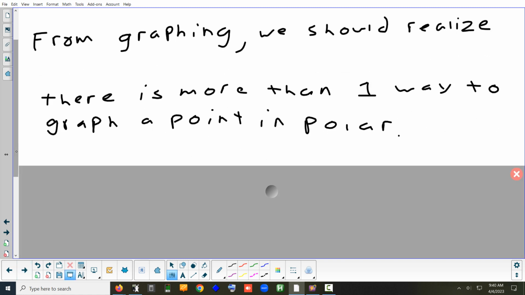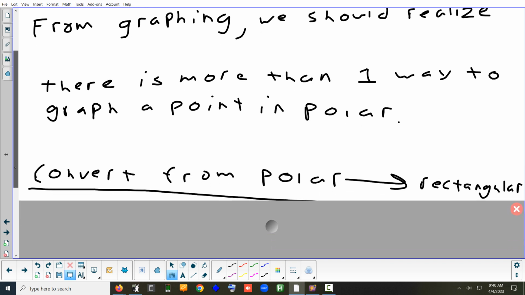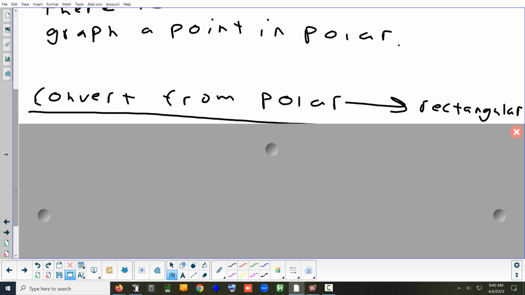So, hopefully at this point you realize that there is more than one way to graph a point in polar. There's up to how many ways? Up to 4. Yes, got it. 3 sometimes, but usually 4. Okay. So the last thing we're going to look at is how we change a point between polar and rectangular. Okay, both ways.